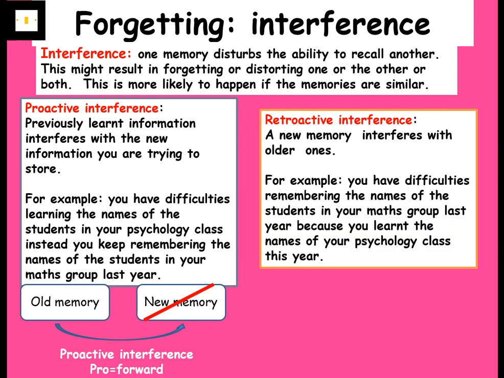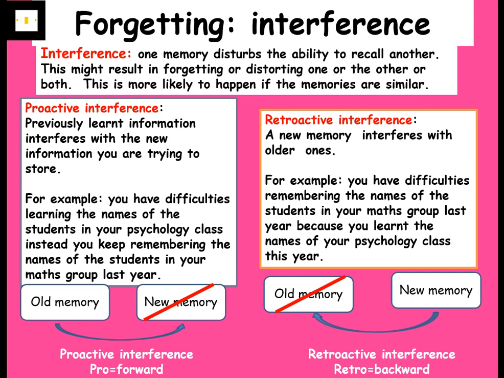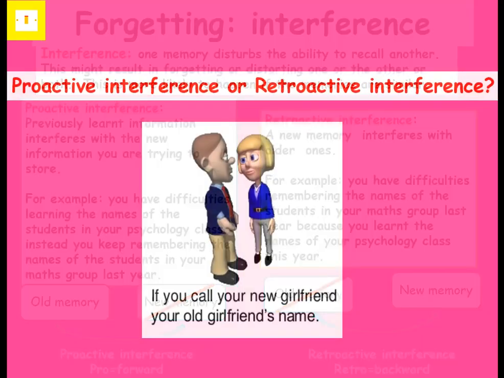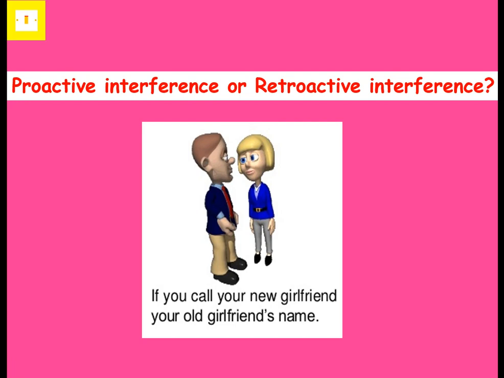Retroactive interference is the opposite to that. That's when a new memory interferes with an older one, retro, backwards. Again, you just have to learn these. This is when you've learned something new and then you can't remember how you did something previously. I would imagine that proactive is most likely, but retroactive, for example, is when you have difficulties remembering the names of students in your class last year because you've learnt new names this year. That's probably something that happens a lot to teachers. But these are things that you've probably experienced a lot, you've just probably never realised that this is what they're called.